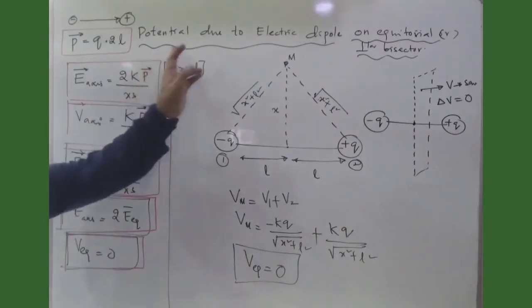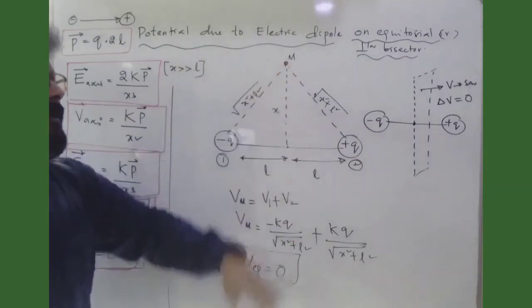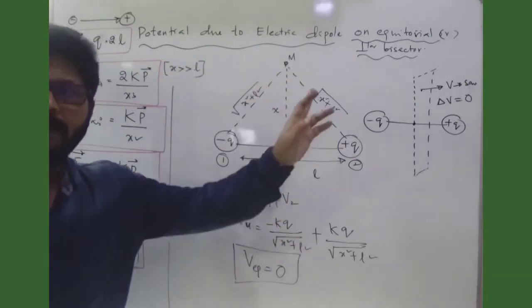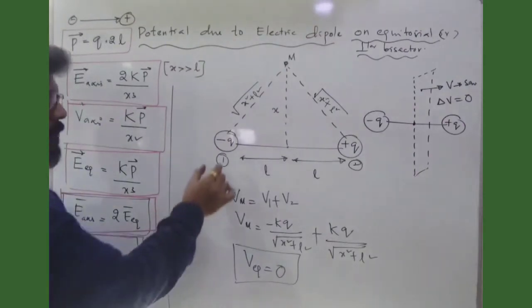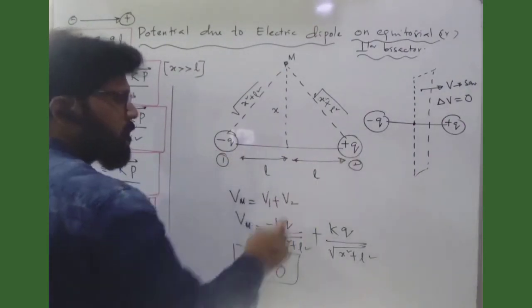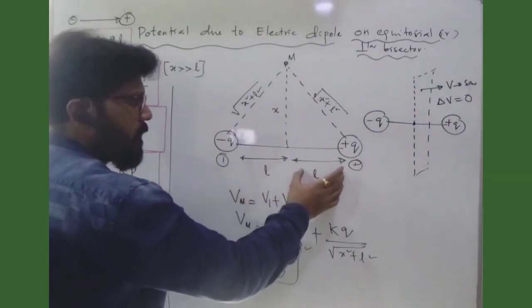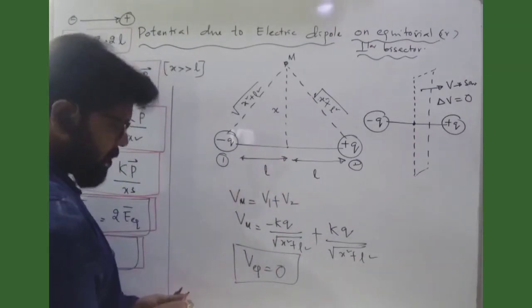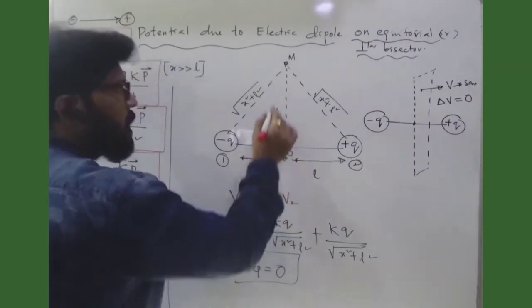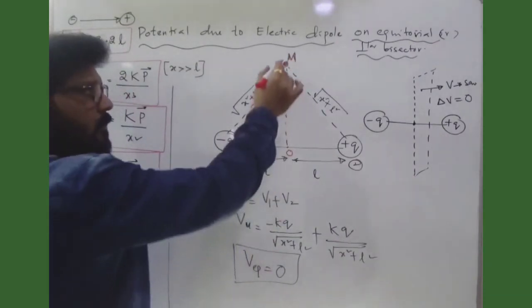Here what we are doing, once again I will try to explain: the potential due to an electric dipole on the equatorial or perpendicular bisector. For that purpose we took one negative charge and one positive charge separated by a certain distance L and L, so the total distance is 2L. This is the center point, at this particular point it is M.